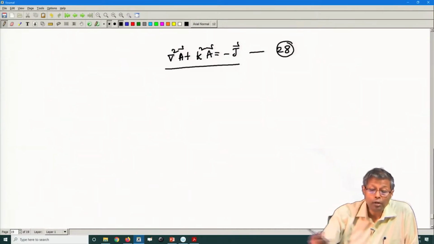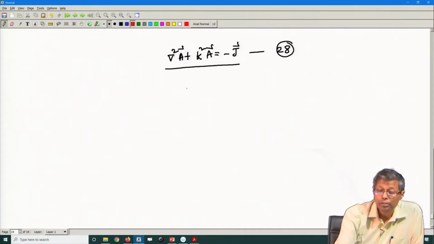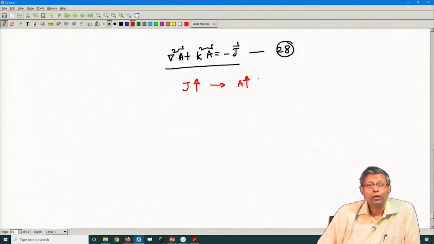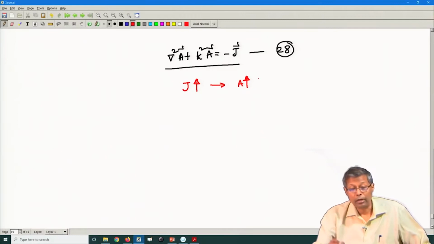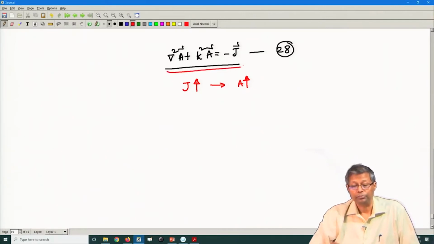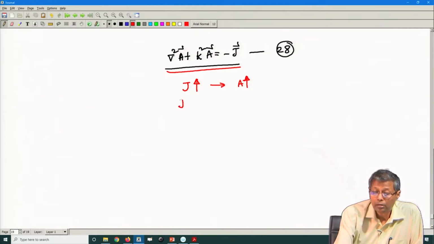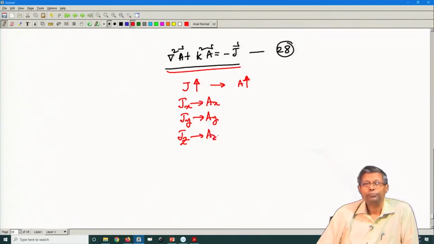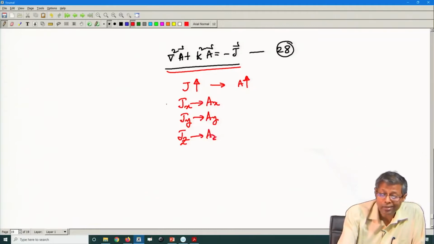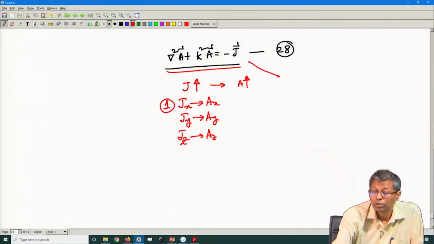Now, you see, one of the important characteristics of the Helmholtz equation is that the polarization of J and the direction of A are the same. So, J and A must point in the same direction because of the nature of this equation. If J is x directed, A will be x directed. If J is y directed, A will be y directed, and if J is z directed, A will be z directed. That is the first characteristic of the Helmholtz equation which you should remember.